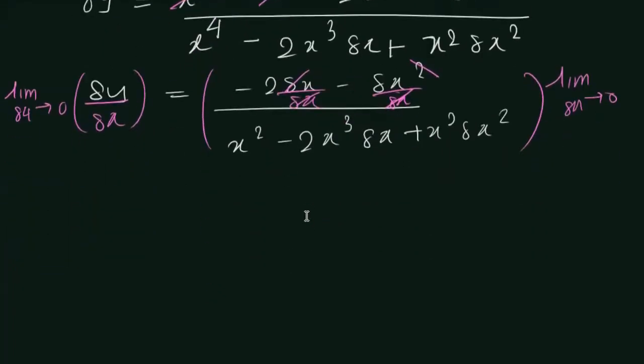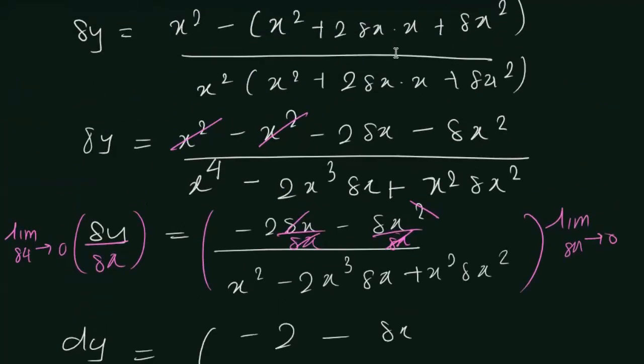So what happens is simply, the left-hand side is dy over dx. Now what you get on the right is minus 2x minus delta x. There should be an x; we have forgotten to write that x. It is there, x is there, so that x is here also.